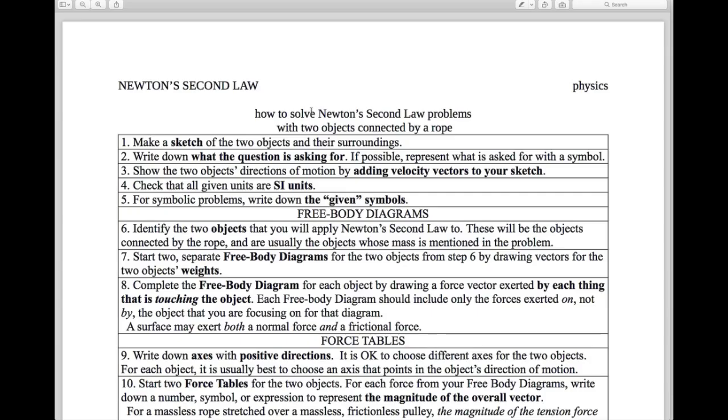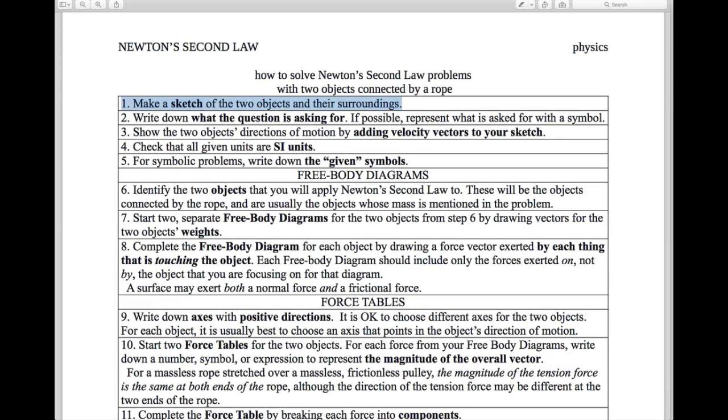Here's a handout which summarizes a step-by-step method for solving Newton's second law problems involving two objects connected by a rope. There's a link to this handout in the video description box. You should print out this handout so that you can follow along with the steps as you proceed through the video. This problem has already provided us with a sketch, so we begin our solution by making a note of what the question is asking us for.